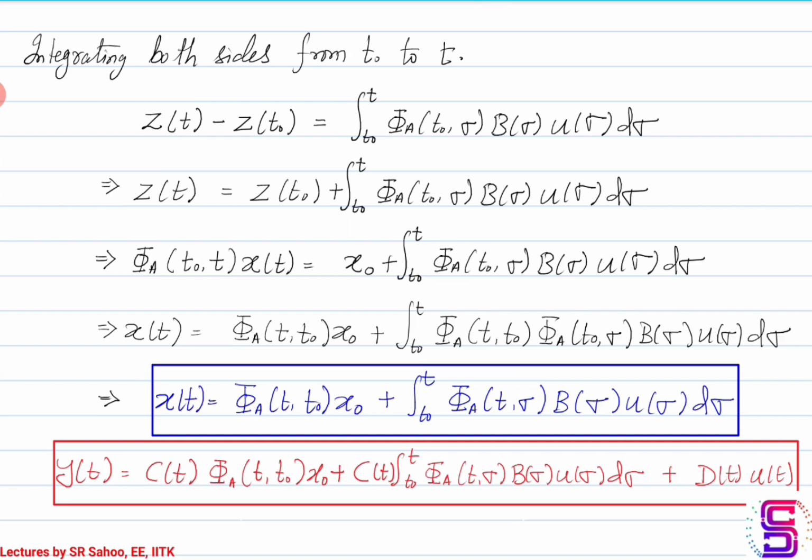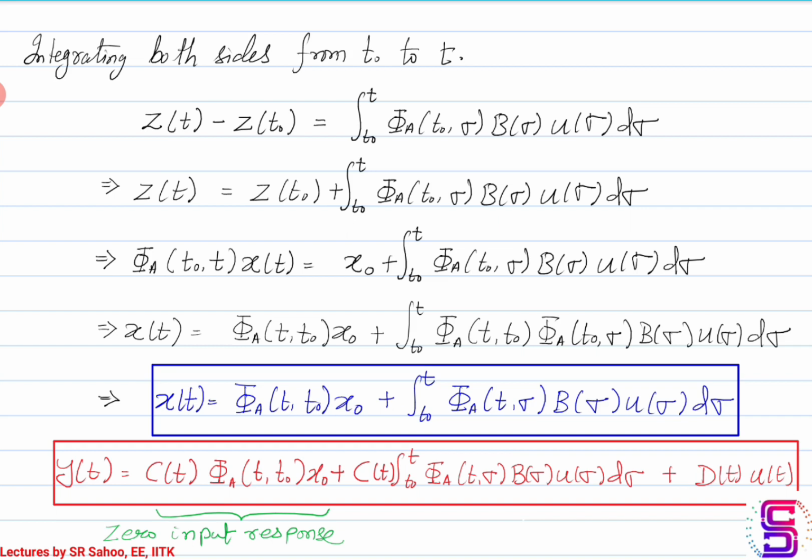Now I already know that y is equal to Cx plus Du. So if I substitute the expression of x in the algebraic expression that I had for y in the state space representation, what I get is this expression in the red colored box.